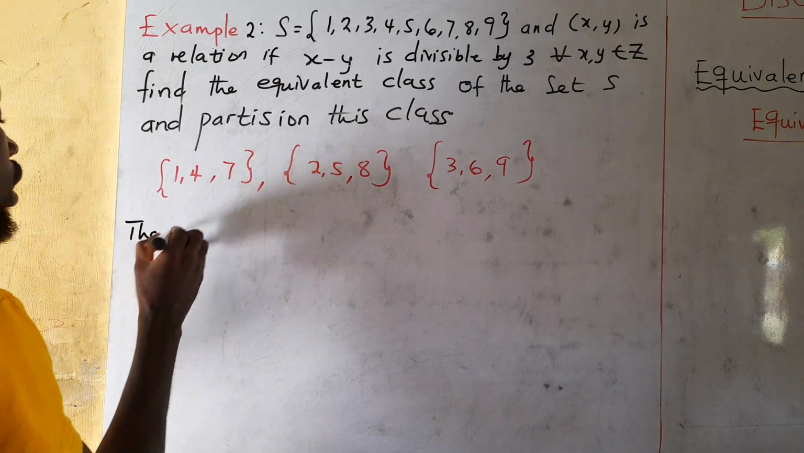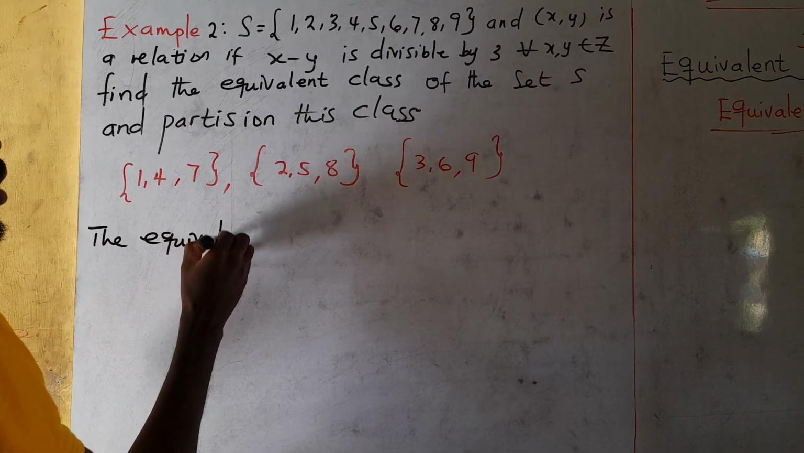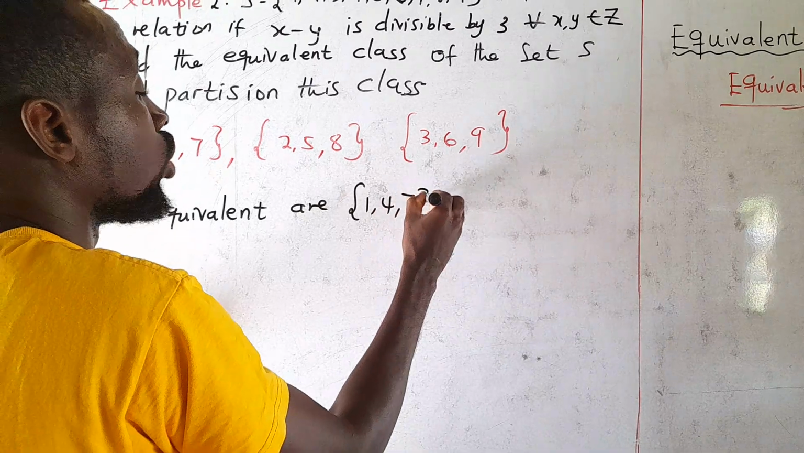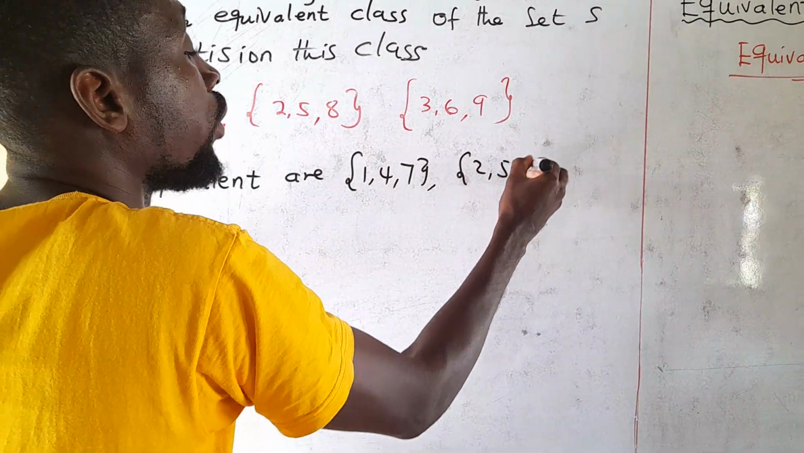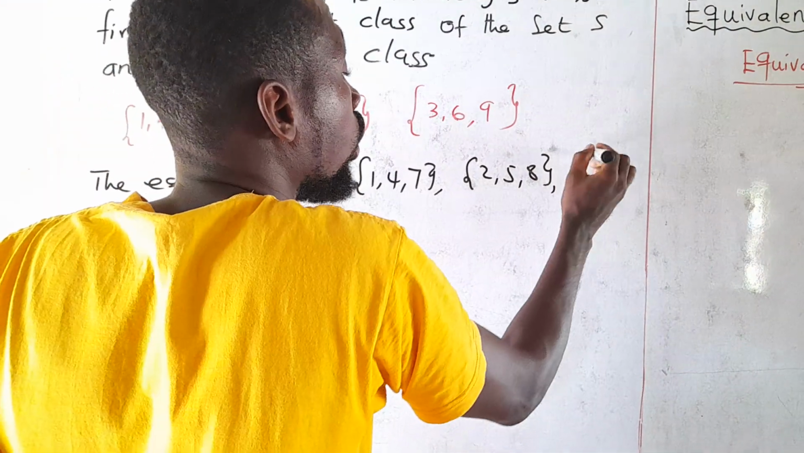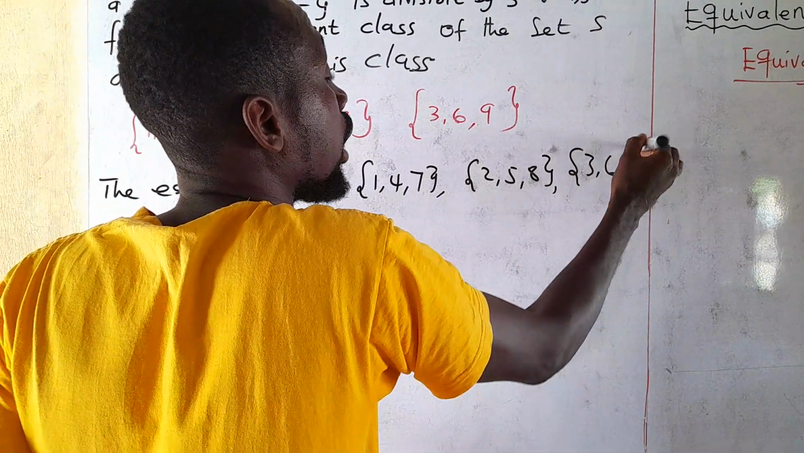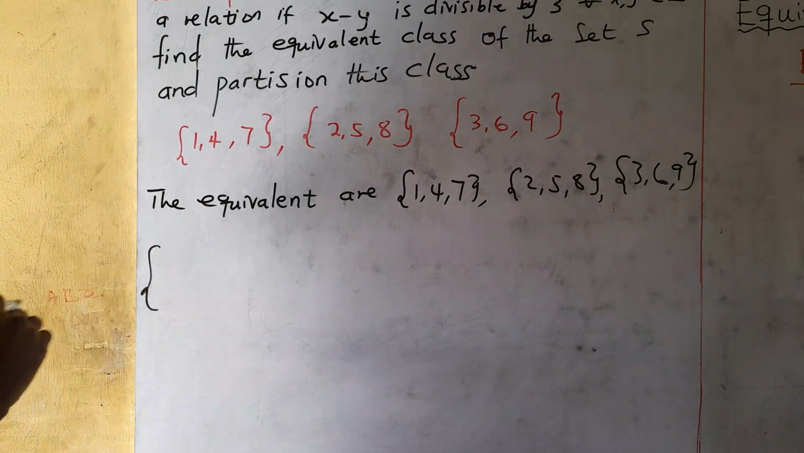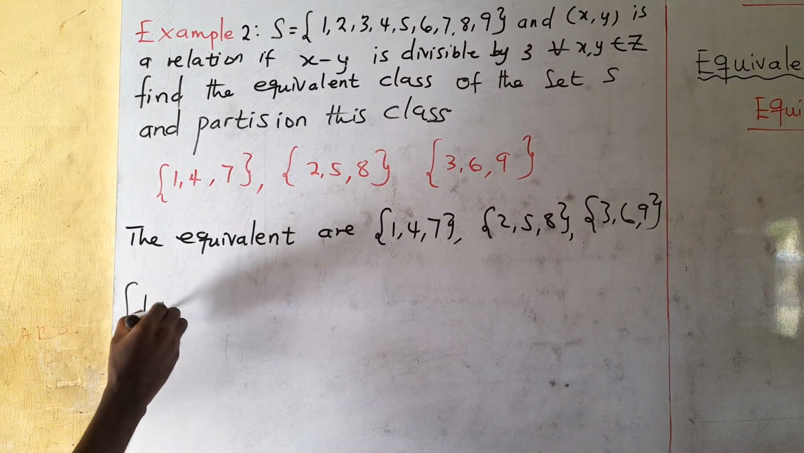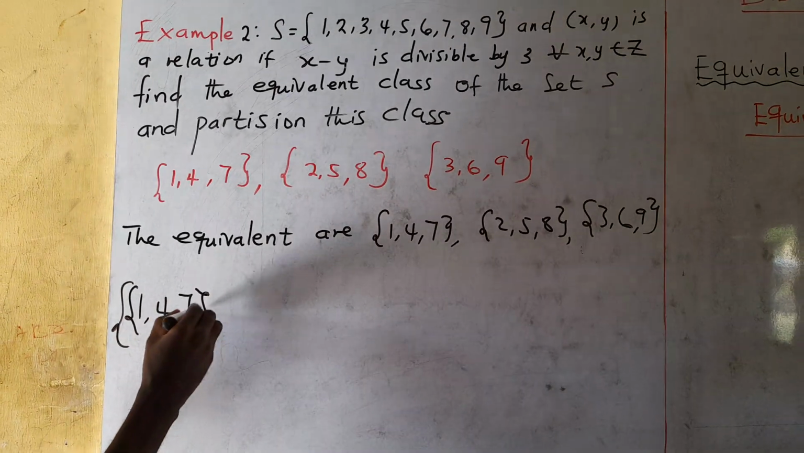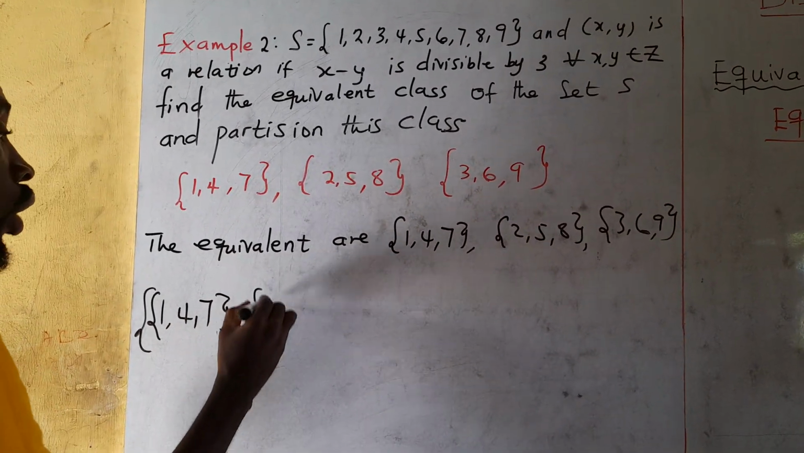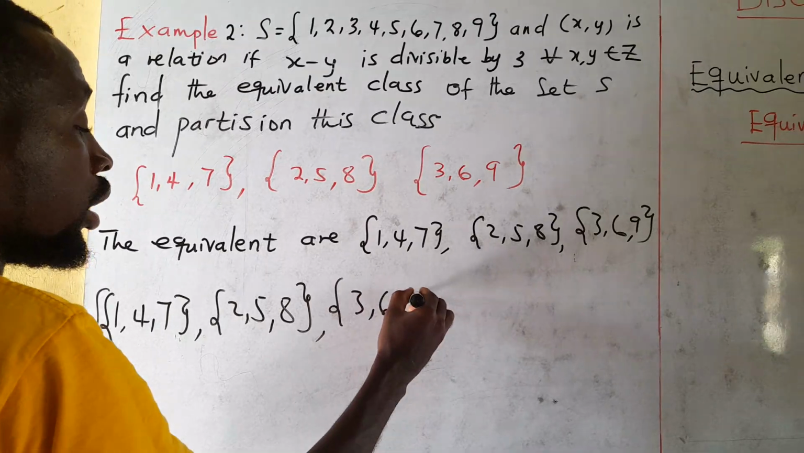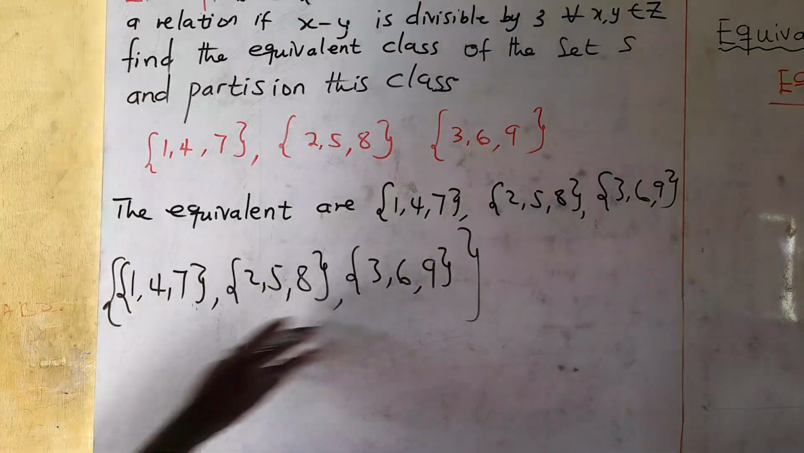So the equivalence classes are {1, 4, 7} as one set, another one {2, 5, 8} as another set. Then we'll have {3, 6, 9} as another set. Then the question says we should partition the class. So partitioning the class means putting them into a big set. So we have {1, 4, 7} as a set in another set. Then {2, 5, 8} as a set in another set. Then {3, 6, 9} as a set in another set. So this is the partition.